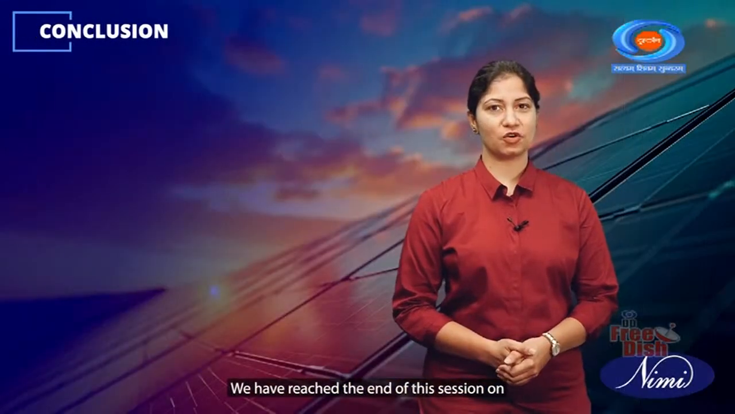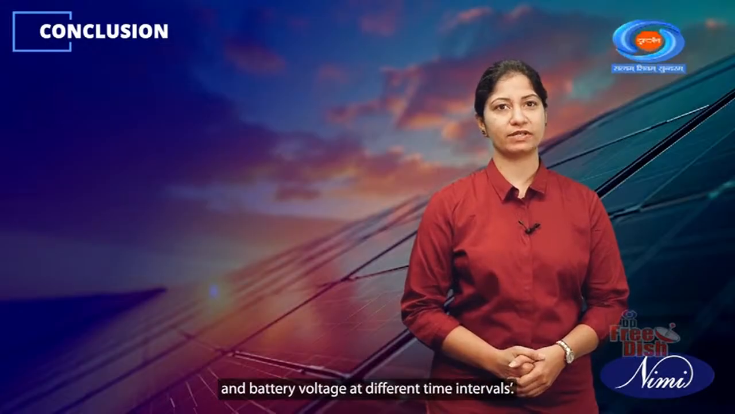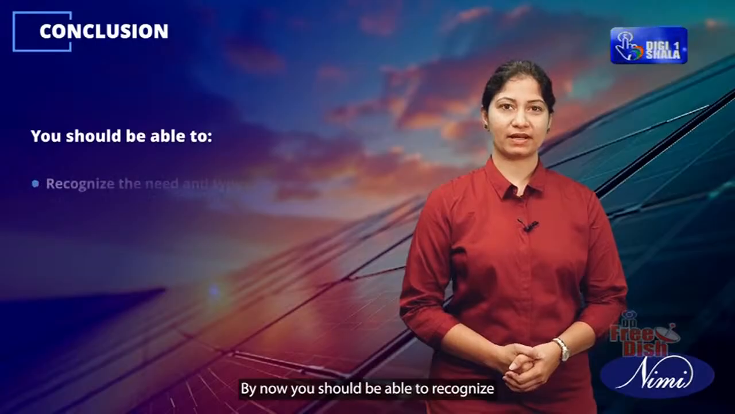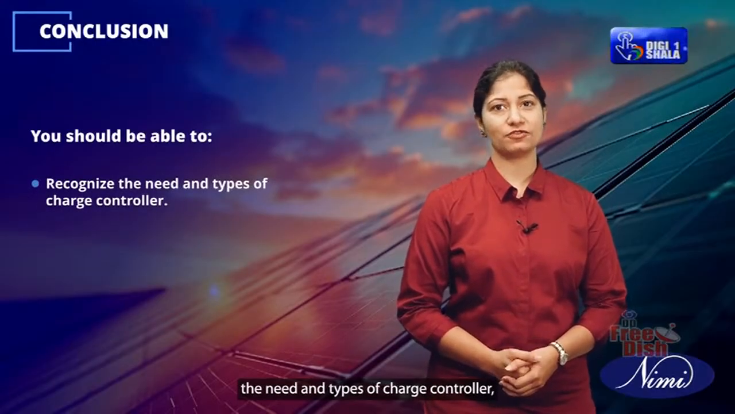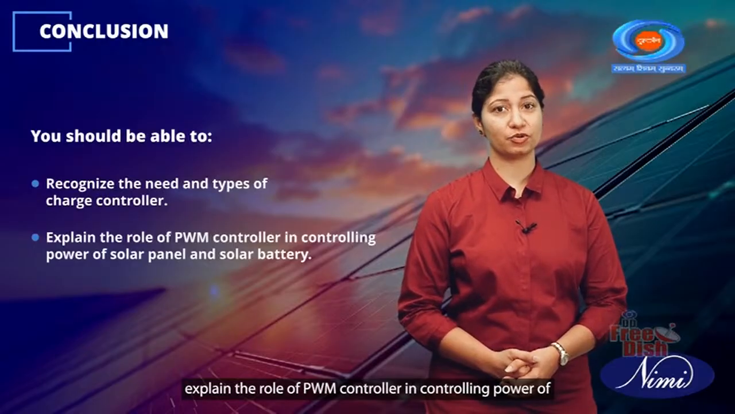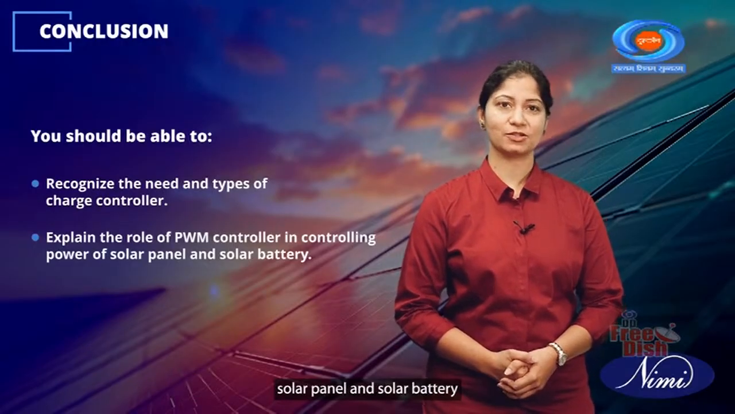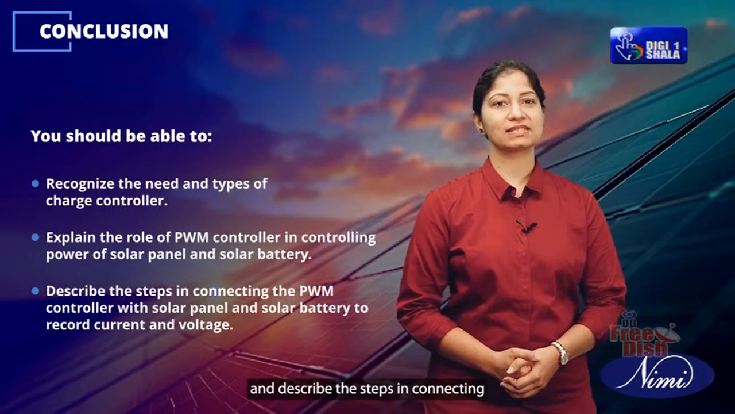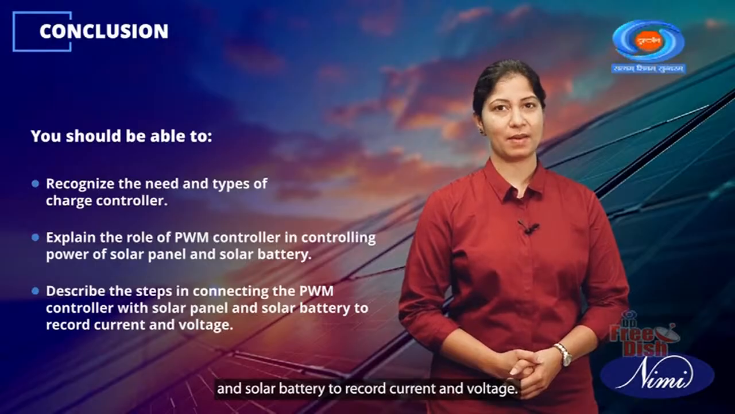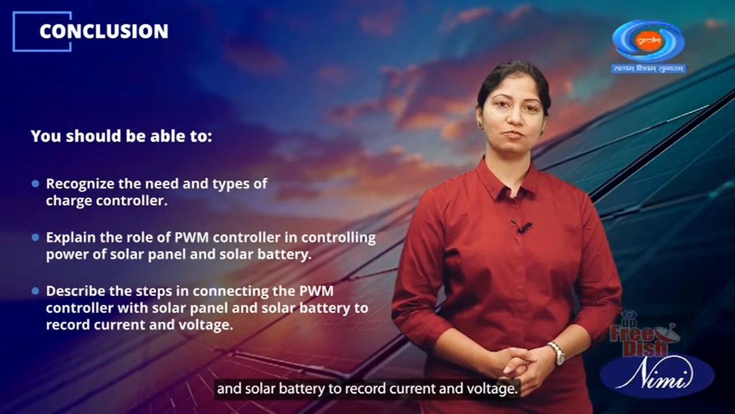We have reached the end of this session on connecting the PWM controller with solar panel and solar battery and noting input or output current and battery voltage at different time intervals. By now, you should be able to recognize the need and types of charge controller, explain the role of the PWM controller in controlling power of the solar panel and solar battery, and describe the steps in connecting the PWM controller with solar panel and solar battery to record current and voltage.